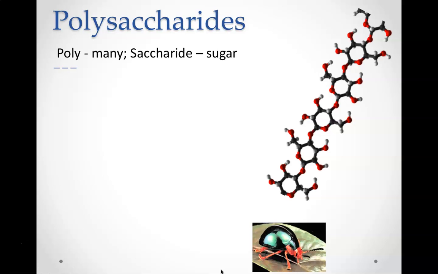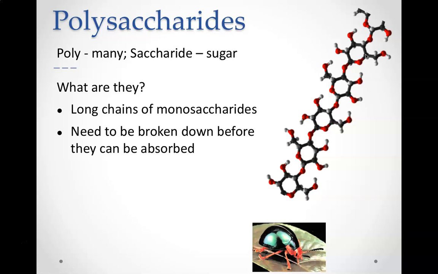Polysaccharides. Poly means many, and saccharide means, as we said, sugar. So many sugars together. And if we look at the picture, we can see we've got a whole bunch of rings attached. So this is a long chain. They're a little bit more complex than our monosaccharides and disaccharides, and they need to be broken down before they can be absorbed. So we can't just absorb something like this into our bloodstream. We have to break it apart first, and that's part of the digestive system process.